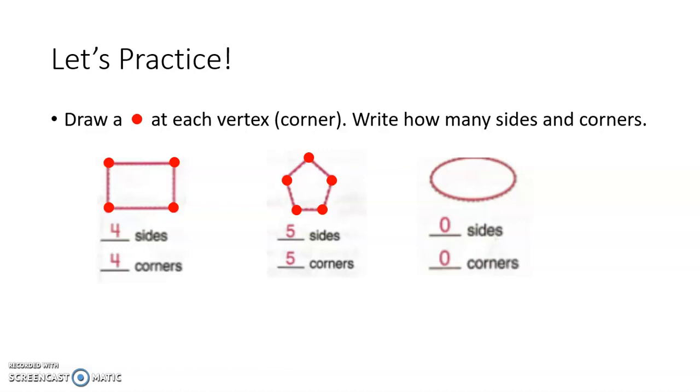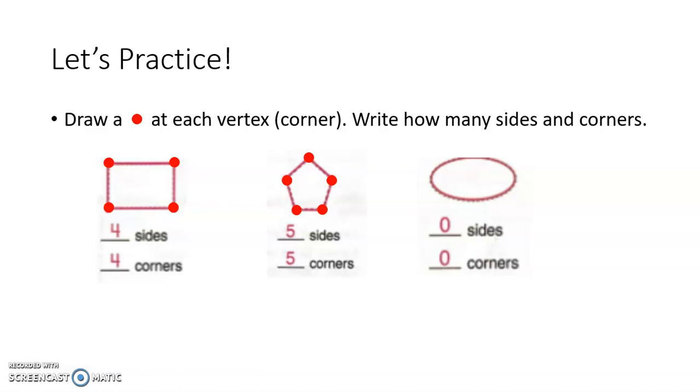Let's see how many sides. Count your straight lines. 1, 2, 3, 4, 5. 5 sides. How many corners? 1, 2, 3, 4, 5. 5 corners. Yay! Silent cheer, guys. And then the last is an oval. Let's see how many sides. Remember, sides are straight lines. Yep, no sides. How about corners where the two sides meet? Nope, no corners. If it has no sides, then it has no corners.